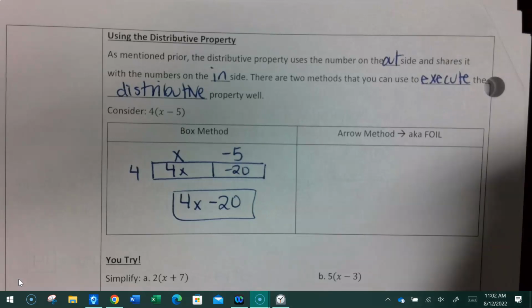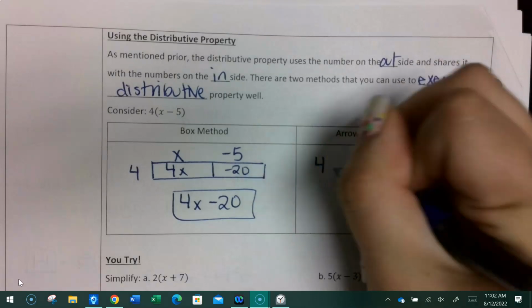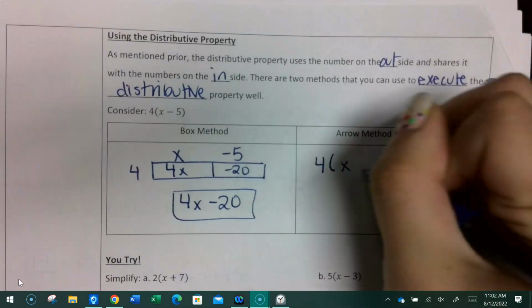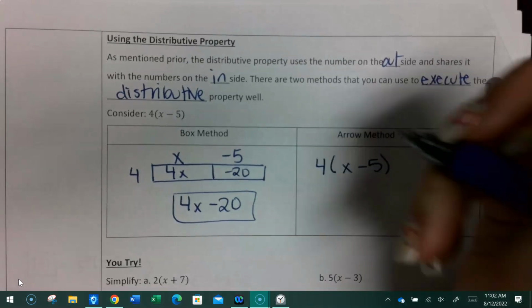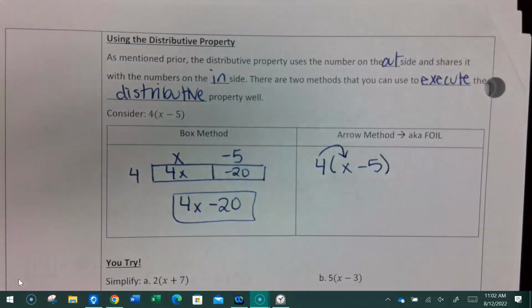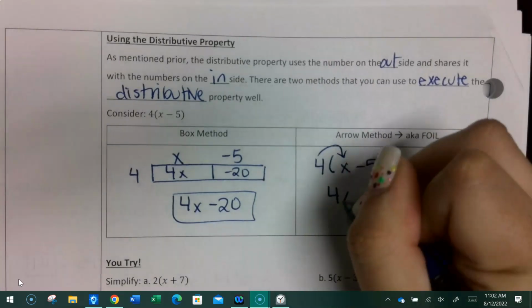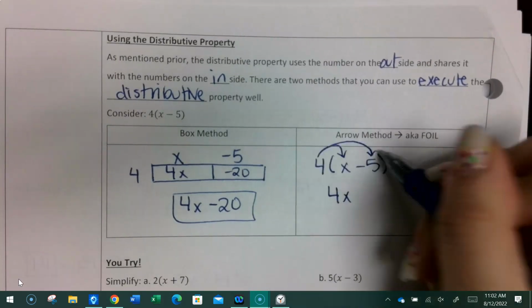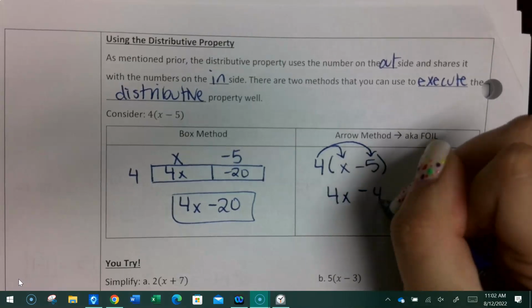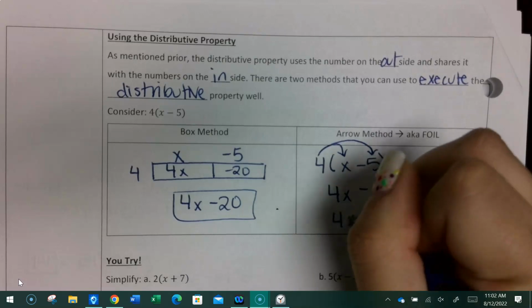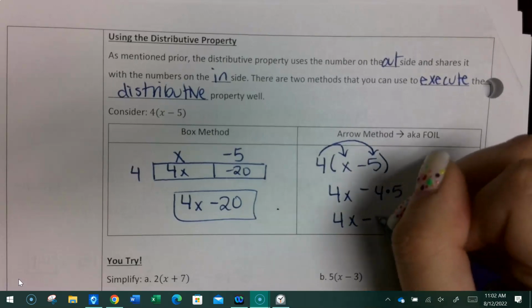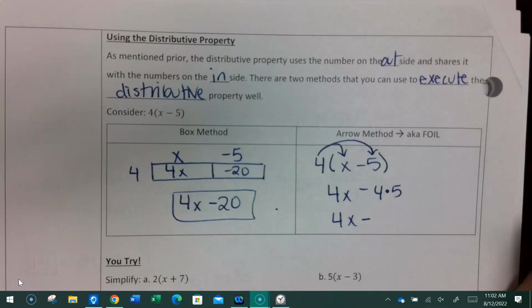Okay, the other method is called the arrow method, and this is kind of like when we FOIL with two binomials. So I'm going to take this 4 and multiply by that x, so that gives me 4x. And I'm going to take that 4 and multiply by the 5. I'm going to write that out for now. So I just have negative 4 times 5. And then the 4 times 5 is going to turn into 20.